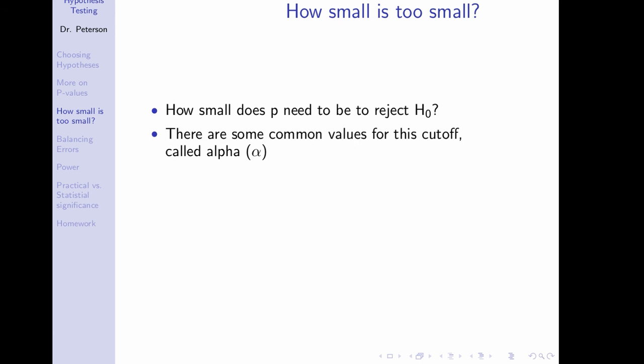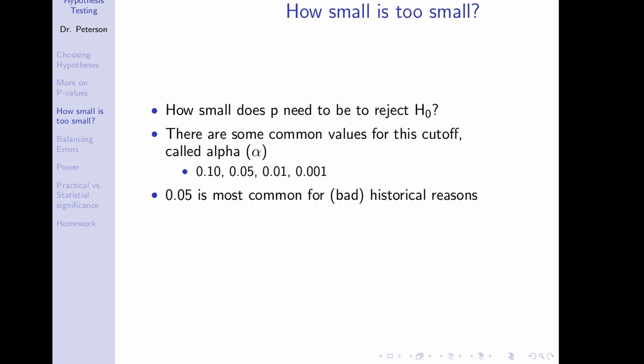There are some very common values for this cutoff, and they're often referred to as alpha, here shown as the Greek character alpha. So these common thresholds are 0.1, 0.05, 0.01, and 0.001. Exactly which threshold is used depends on the discipline. Psychology tends to use things closer to 0.1 more often. Physics can often use values even smaller than 0.001. This largely has to do with what exactly it is they're interested in testing. We'll cover more on that in a moment.